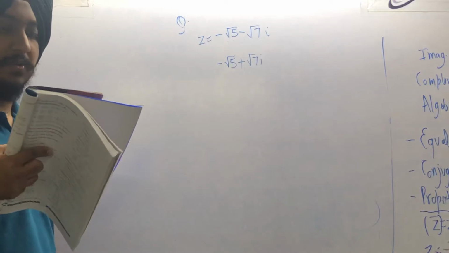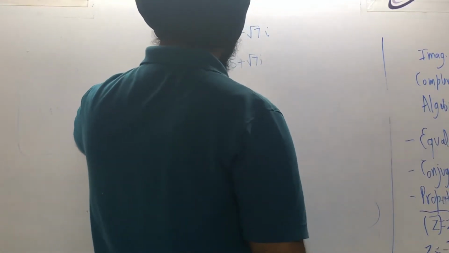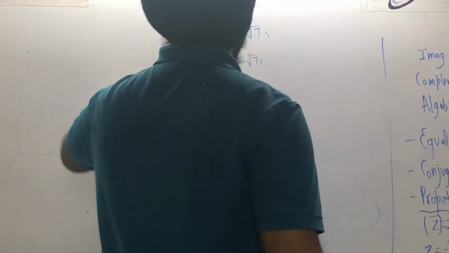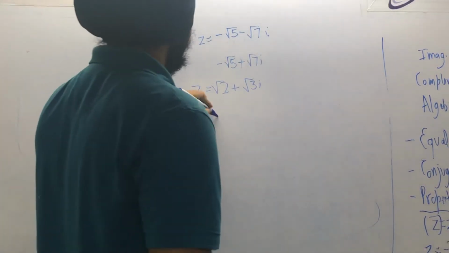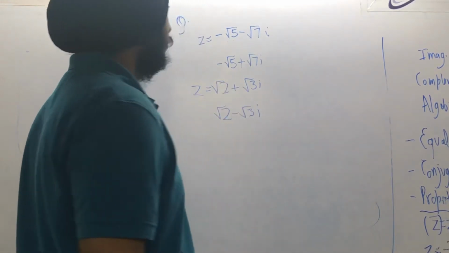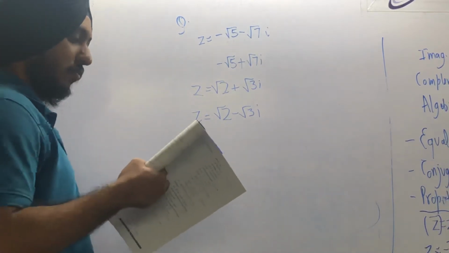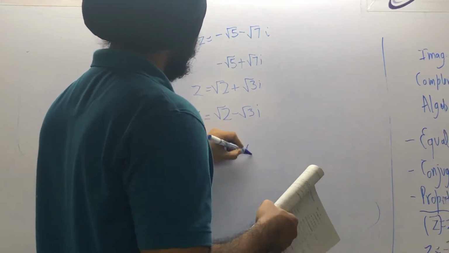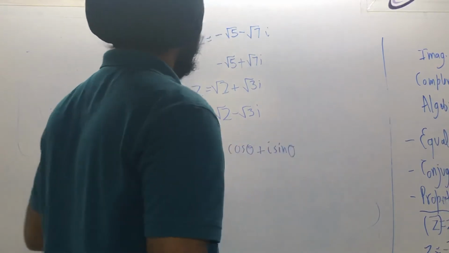Okay, let's do 2 more. Next is root 2. Now you have to find the conjugate of this complex number. So what will it be? Root 2 minus root 3 iota. Okay, let us do one more. Z is equal to cos theta plus iota sin theta. What will be the conjugate?